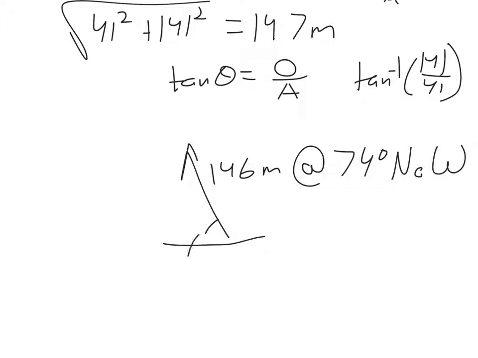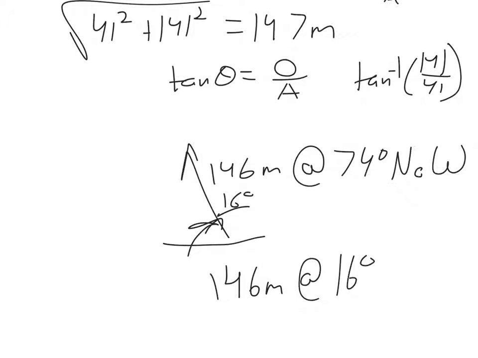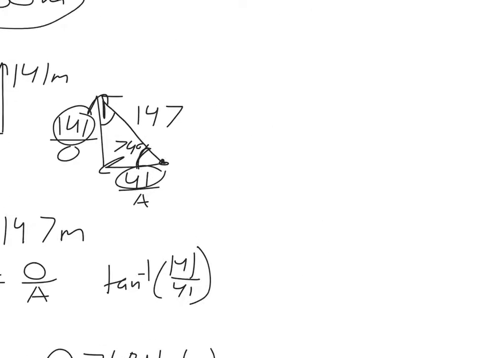We're rotating this way from west. We're rotating to the north side of the west vector. Yeah. 146 at 74 degrees north of west. You could also say that this is equivalent to saying 146 meters at an angle that is, if that's 74, then this is 16 degrees. So you could say at 16 degrees, but that's the other direction. That's west of north. So either of those are equivalent. Okay, let's go to the next one.